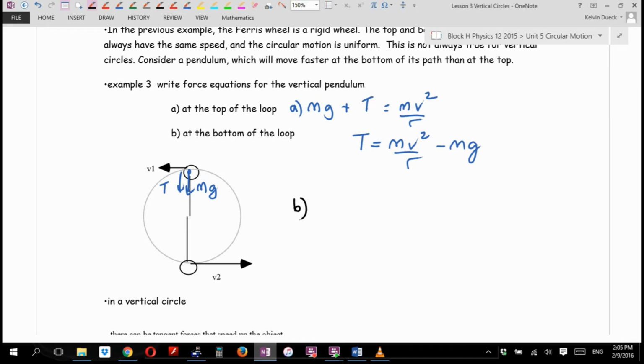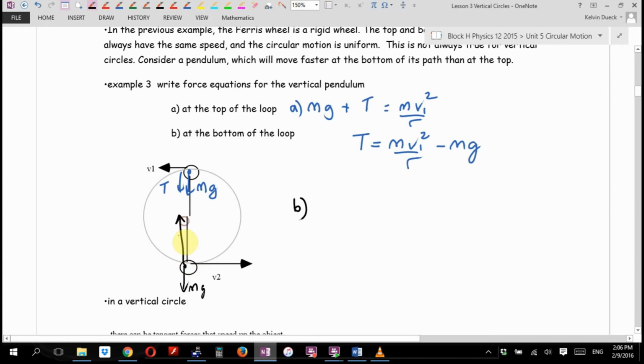Hey, what about the bottom? Oh, and you know what? What I did do cleverly, Josh, was at the top I said this is going to be V1, because you're going a little slower at the top. All right. Hey, what are the forces on the bottom? Get the obvious one. Which way? Down. What else?